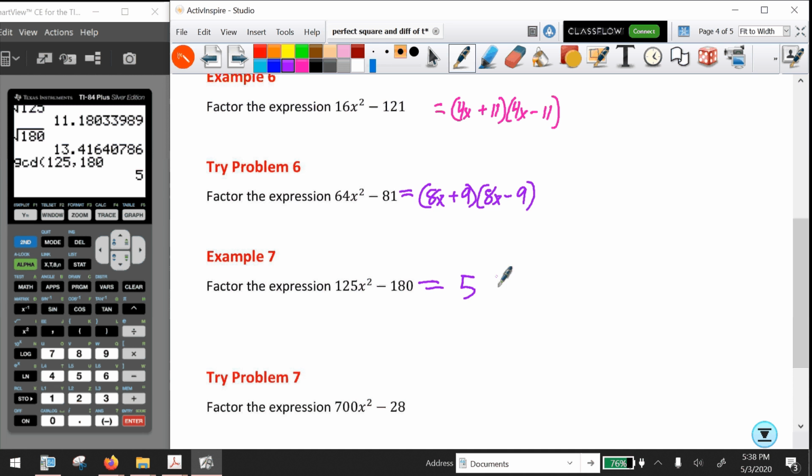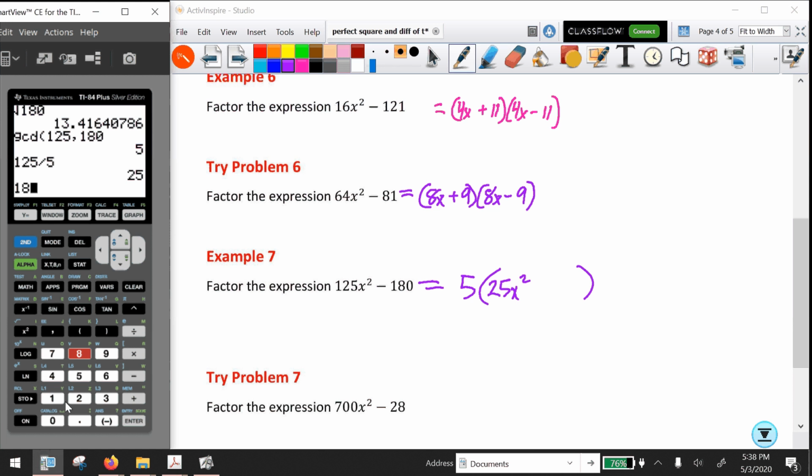How many times does 5 go into 125? Let's see. 125 divided by 5 is equal to 25. So this is 25x squared. Over here, how many times does 5 go into 180? It goes into it 36 times. There's a minus in the middle. All right, so all I did so far was I factored out the greatest common factor of 5.